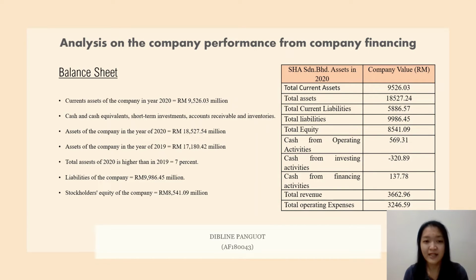Next, I will present the analysis of the company performance from company financing. According to the balance sheet of SHA Sendirian Berhad, there are 3 main categories of items, which are assets, liability, and stakeholders' equity. The total current assets of the company in the year 2020 is 9,526.03 million, which can be converted to cash or its equivalent in less than 1 year. It consists of 4 major accounts, which are cash and cash equivalents, short-term investments, account receivable, and inventories.